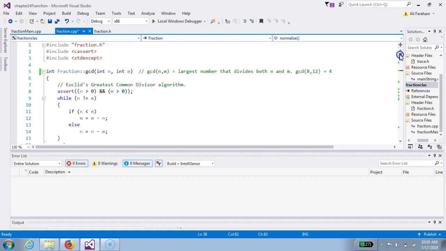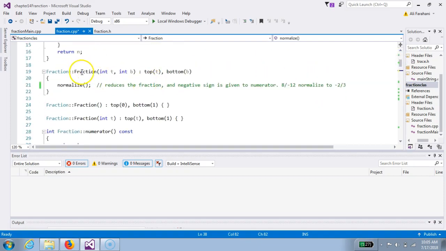So with that said, the constructor of the fraction assigns t to the top, b to the bottom, those are the parameters, and immediately calls normalize to reduce it and turn it into, in the case of 8 divided by negative 12, negative 2 over 3.